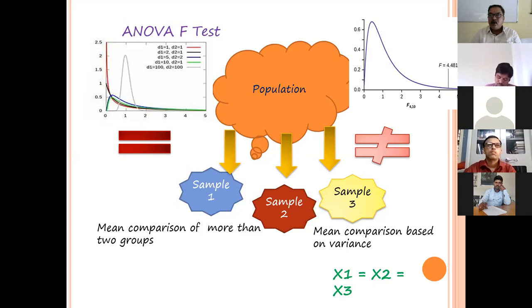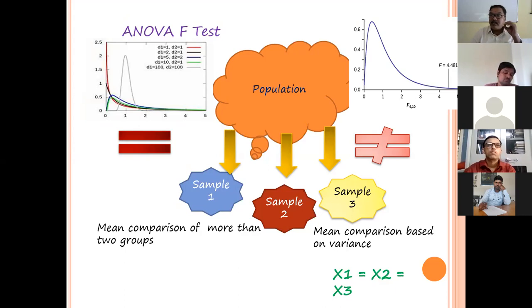Unfortunately, there is no test designed to make a mean comparison of more than two groups. For that, we have an indirect method of conducting the mean comparison of more than two groups, and that is known as the ANOVA F test. ANOVA, analysis of variance. This ANOVA F test is meant for comparison of more than two groups. But there is a limitation, which I will tell you.